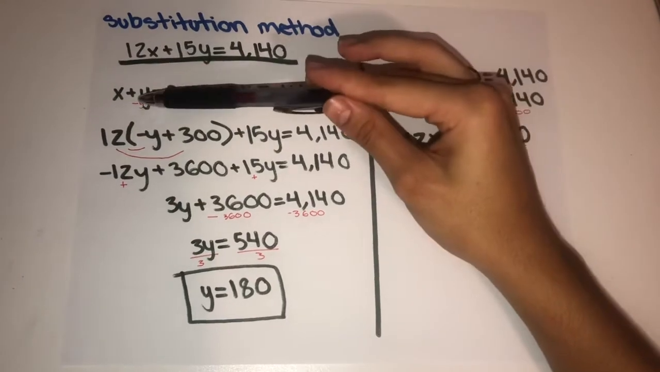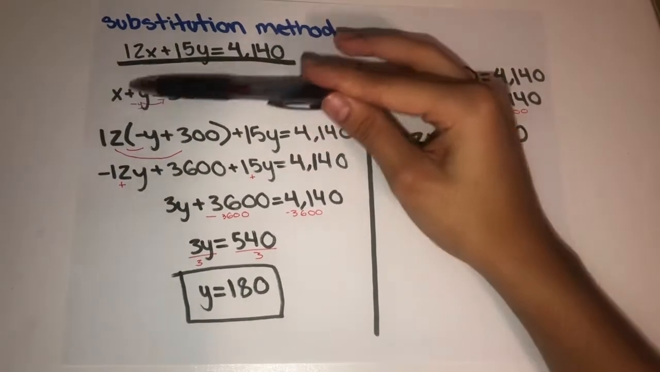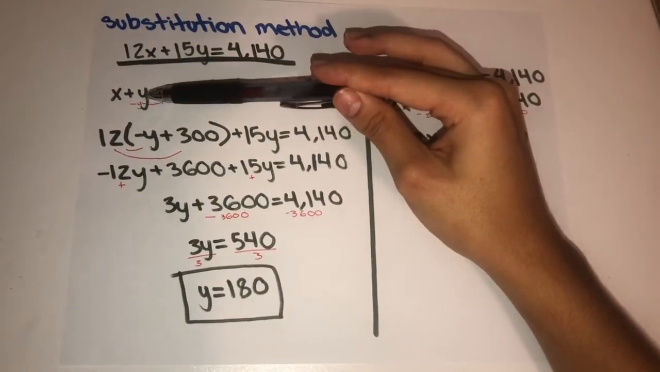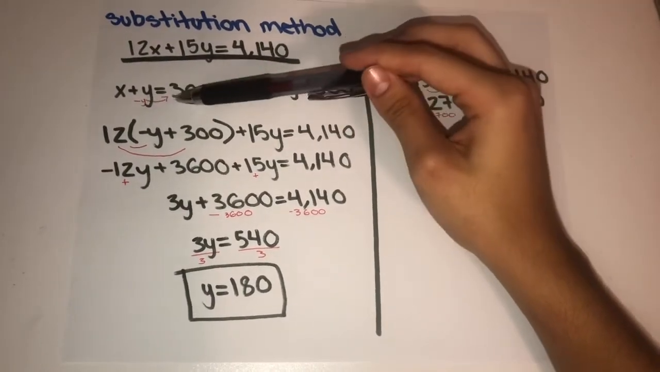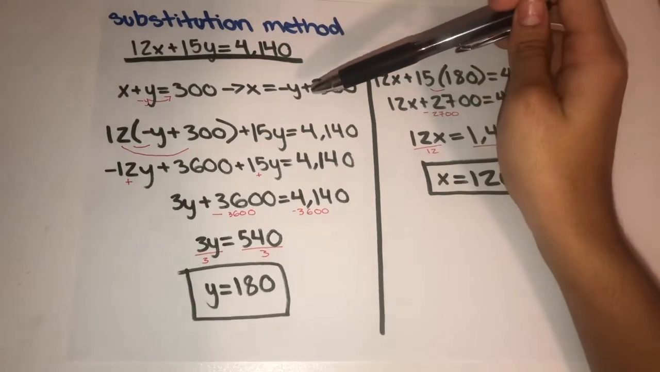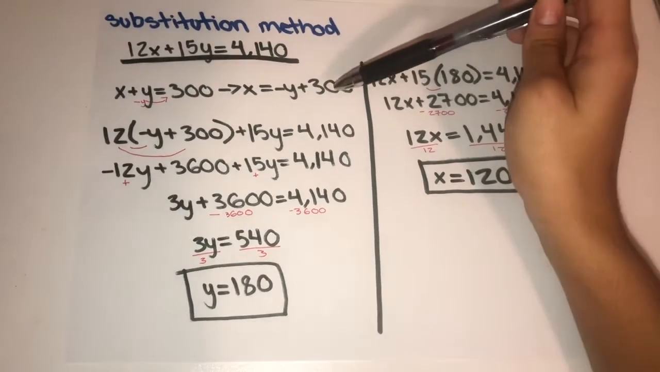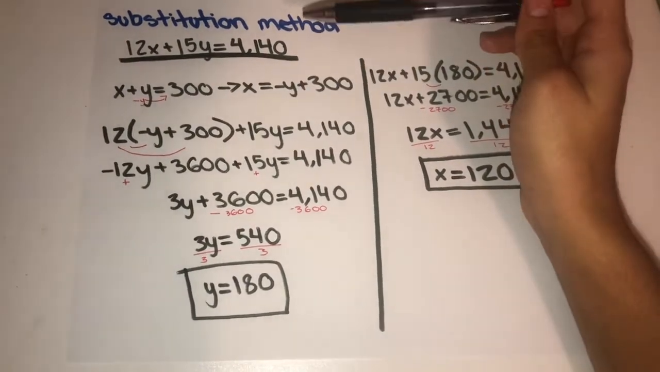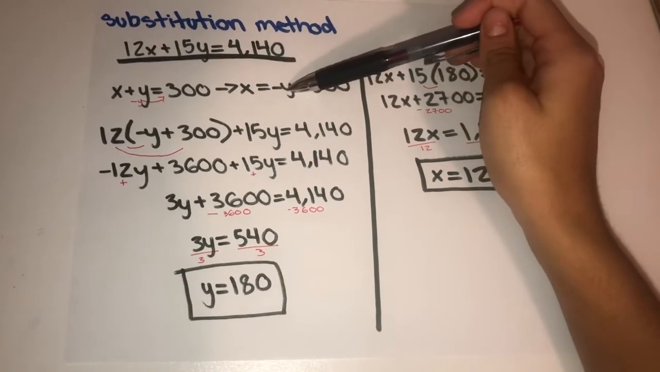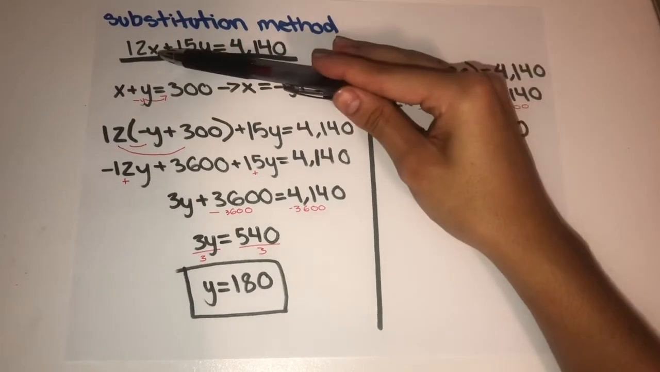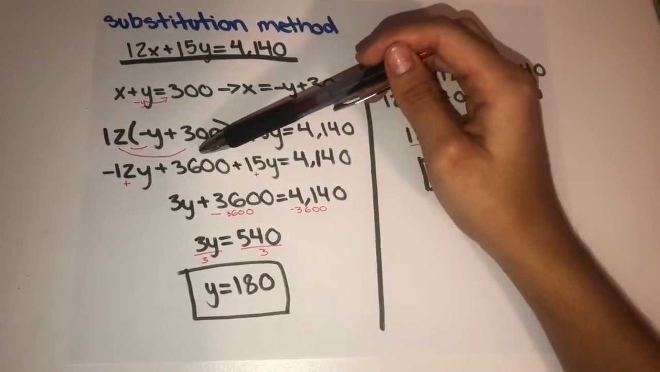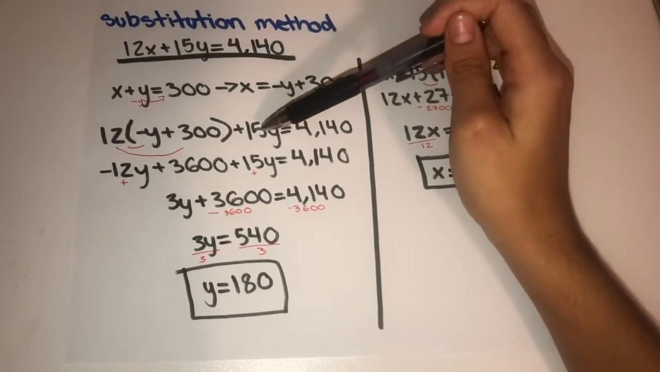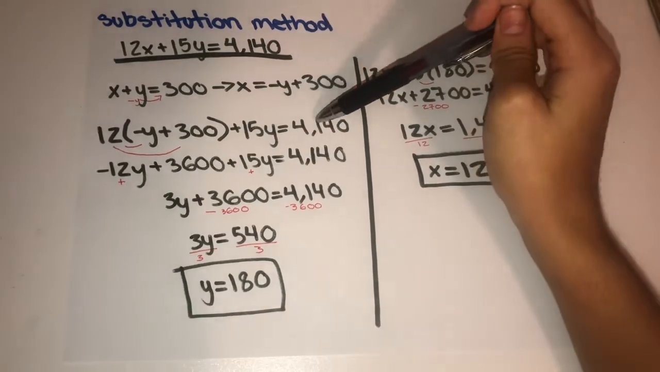So in order to find one of the variables, we need to move y to the other side. We're going to subtract y and bring it over here, which gives x equals negative y plus 300. So now that we have what x equals, we're going to plug it into the equation here. So it would be 12 times negative y plus 300, plus 15y equals 4,140.